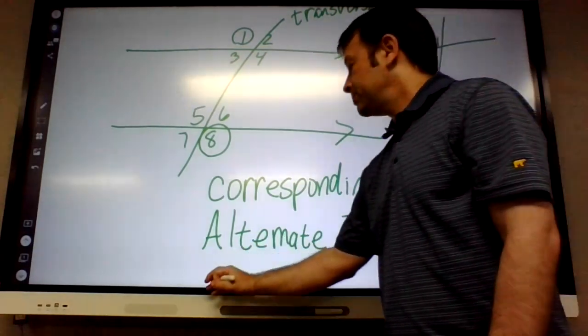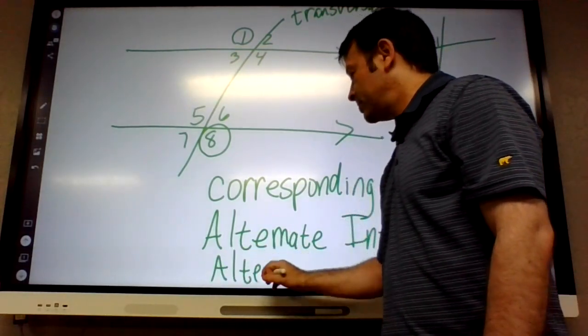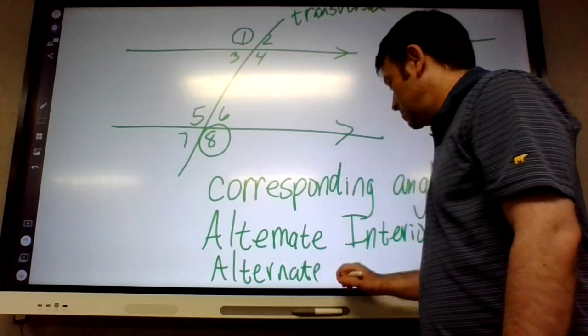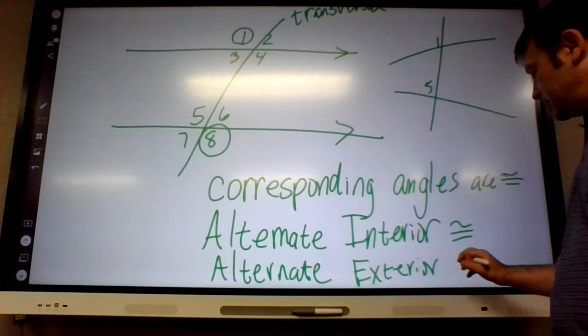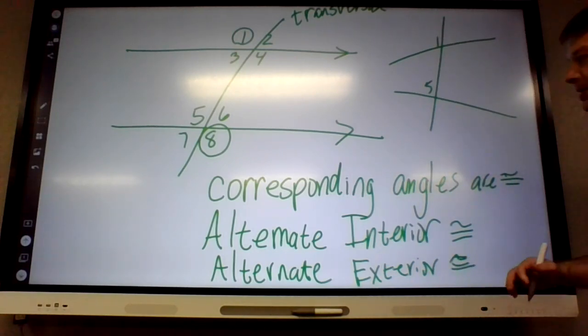Alternate exterior angles. And what do we know about those angles if the lines are parallel? They're the same too. Alright, so we got congruent. And then what am I missing?